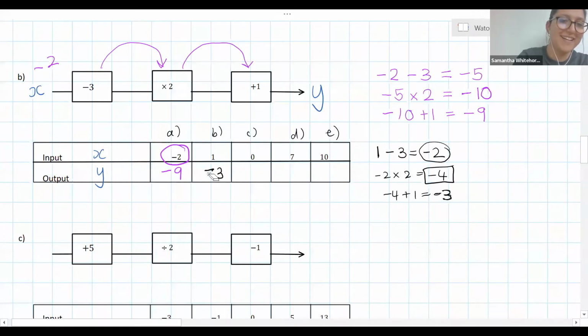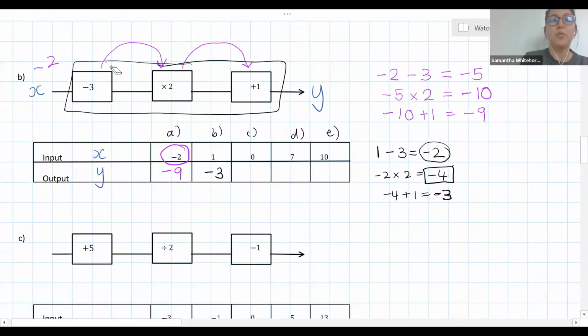No, because I simplified, I said 3 times 2 equals 6. So I said 1 minus 6 plus 1, which gave me 5. Okay, but remember, these operations have to be performed on the x.